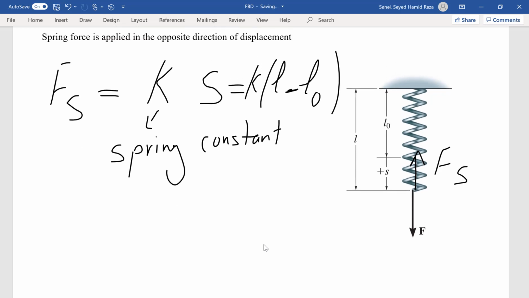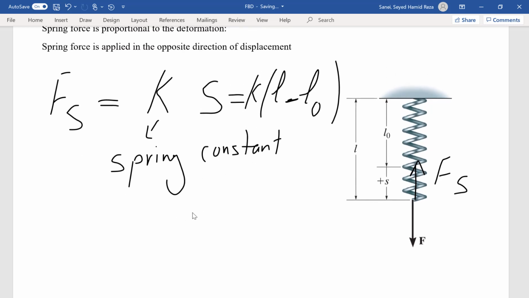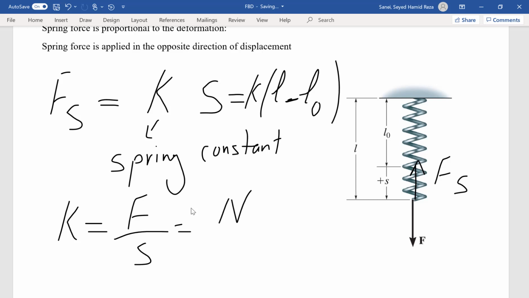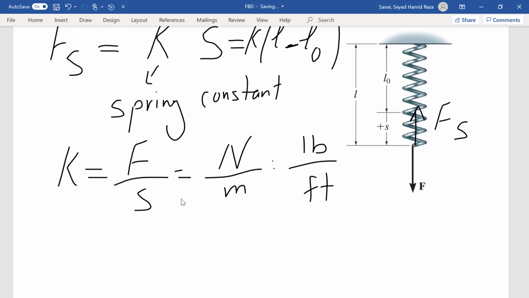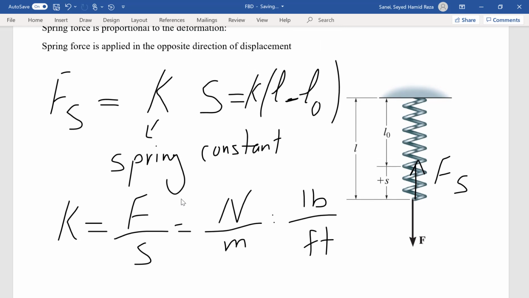And what is the unit of spring constant? I can get the unit based on the equation. If I'm in the SI system, I have newton over meter. If I'm in the British system, that would be pound over foot. Okay, that would be it for this lecture.